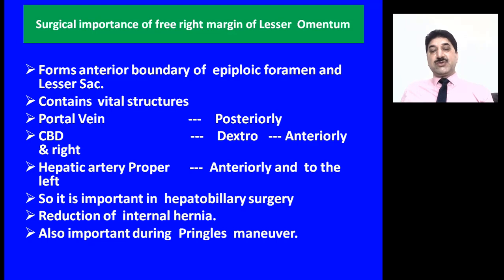Pringle's maneuver is used to stop bleeding originating either from hepatic artery or portal vein. It is also used to differentiate sources of bleeding from hepatic artery or portal vein and other sources of bleeding like inferior vena cava in hepatic trauma.